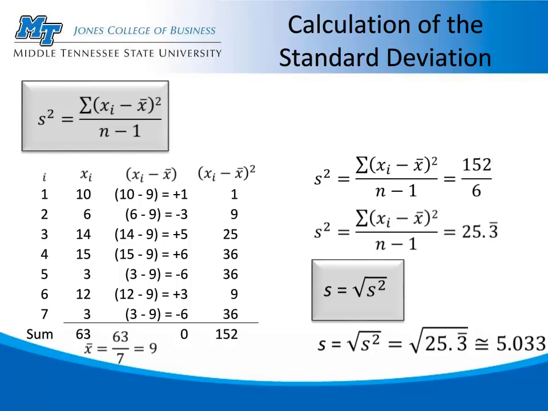So you take the square root of 25 1/3. The little bar that's across the 3 means that that digit repeats forever. It's 0.333333 forever. And the square root is approximately 5.033, which is the value of the standard deviation.